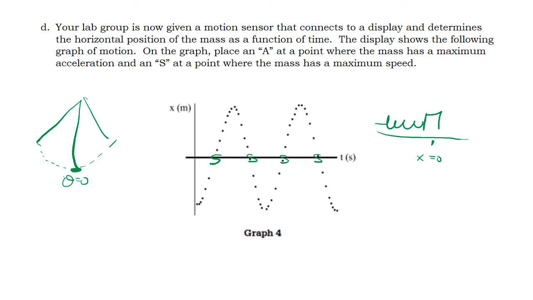Now in both the mass on the spring and the pendulum, the maximum acceleration is when the object is furthest from its rest position. So at x equals negative A, or x equals A for a spring, or when theta equals theta max, or theta equals negative theta max. That's where our acceleration is going to be the greatest, so I could put an A over here, or over here, here, or here.